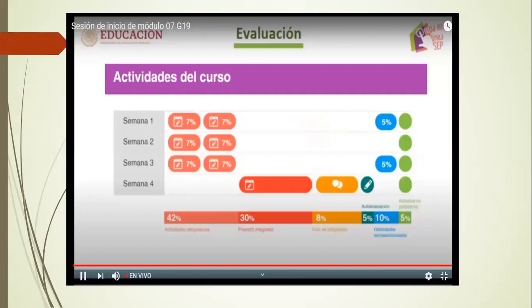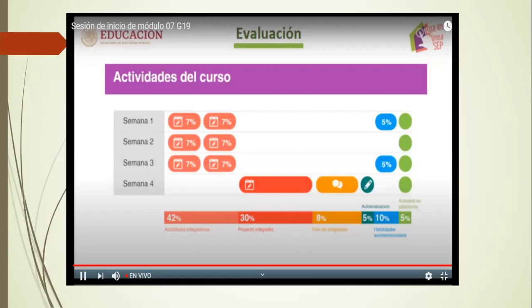All right, so these are the topics that we will be working. And I'm going to explain a little bit about the evaluation criteria of Module 7. Remember that this module has 4 weeks. In week number 1, the week we are in now, we have 2 integrating activities that carry 7% of your final grade.